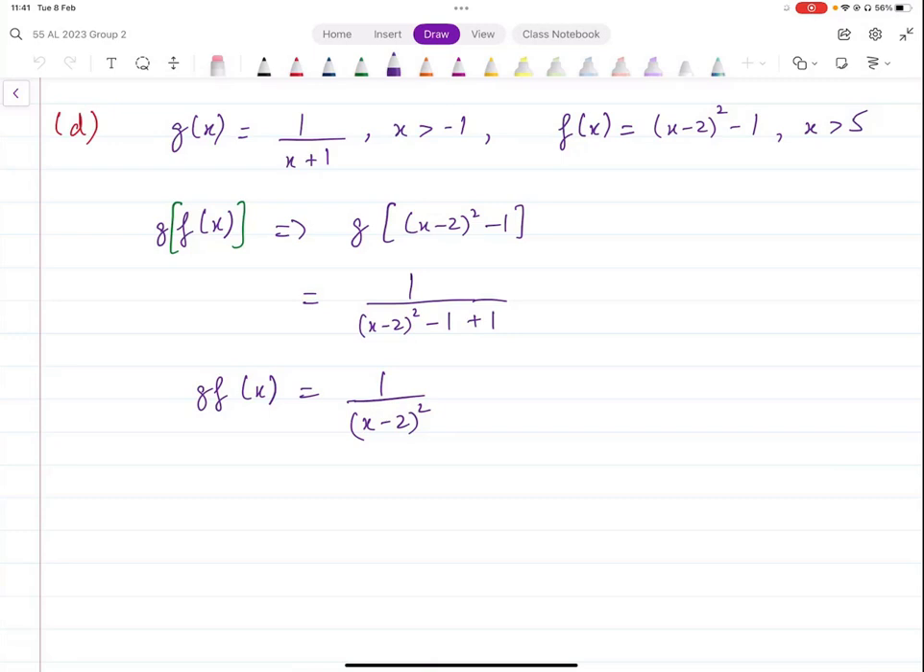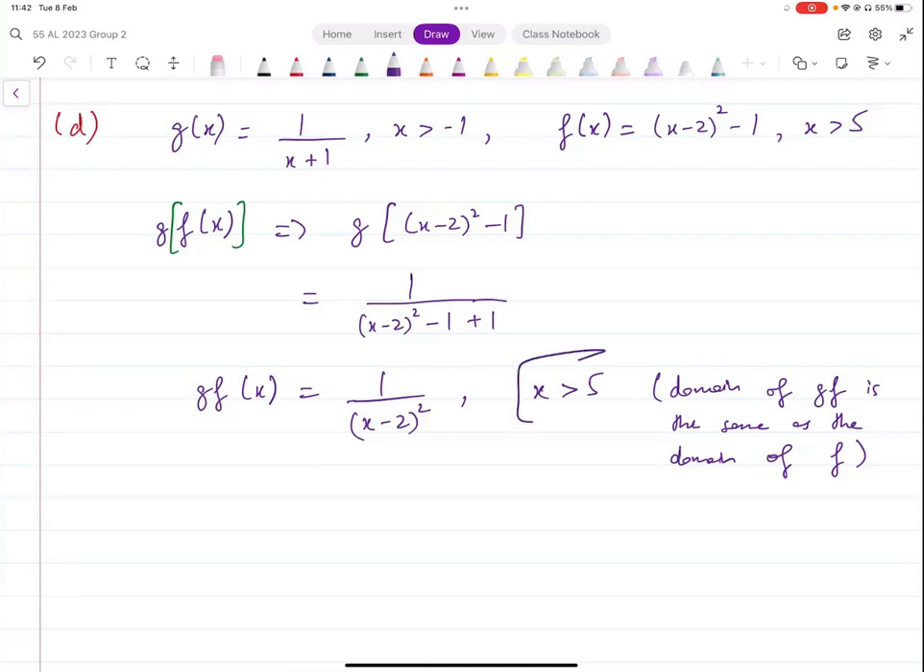And what's the domain of f of x? That's x greater than 5. So this function is defined for x greater than 5. This is the domain of this function. Domain of gf of x is the same as the domain of f. Right? जो inner function था f, उसकी जो domain है वही आपके composite function की domain है. So you've got this domain for the function.